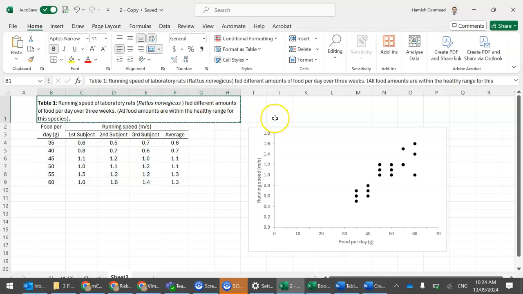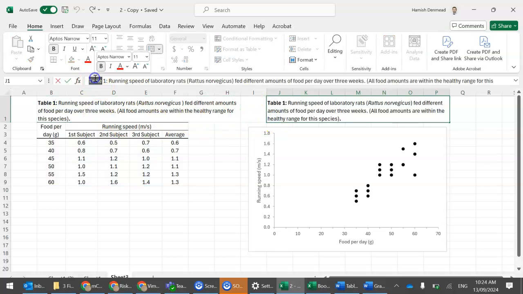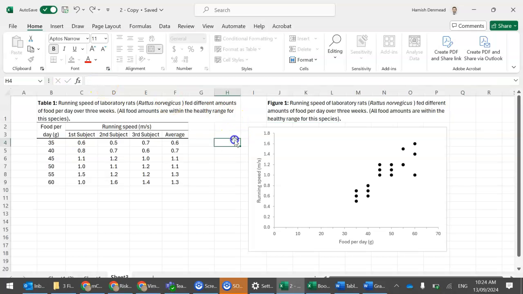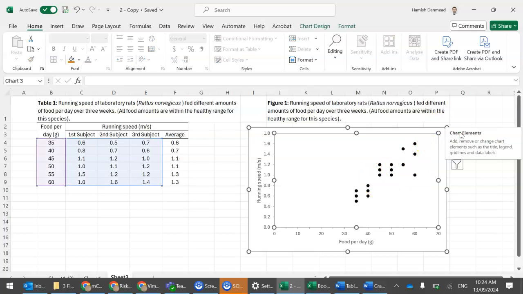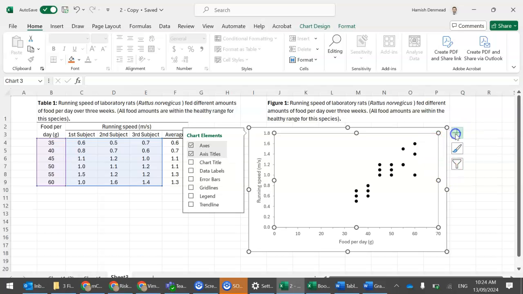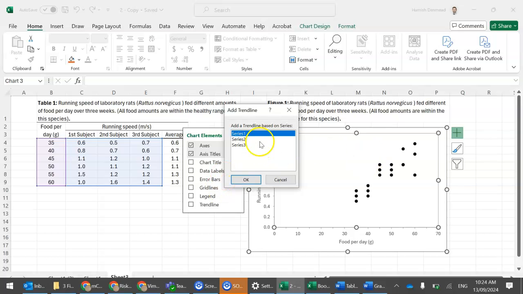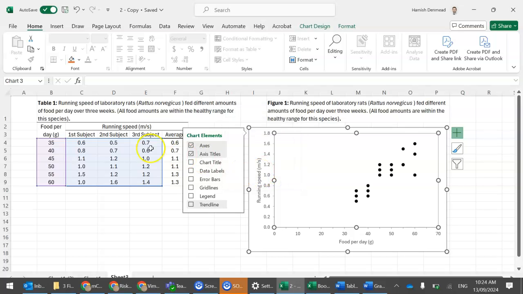Okay, so here's our caption. We'll add that in. Figure 1. And the final thing is to actually add in the trend line. And that's one of our chart elements up here. So we'll click on the plus, add in a trend line. And it asks us, it can only do a trend line for each single series. So we're actually going to add in the average as well. So these are here.